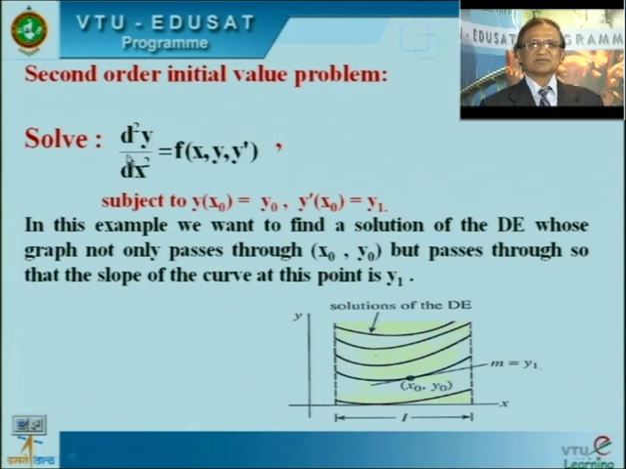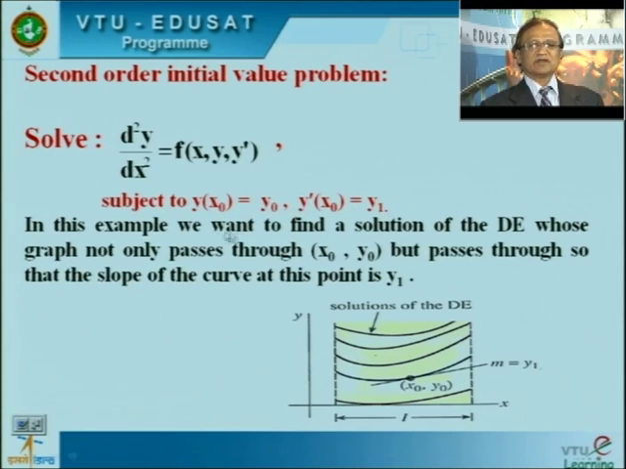So, in exactly the similar way, you can consider a second order initial value problem. Observe this equation: the highest derivative is d square y upon dx square, right. So, I will come to know that it is a second order ordinary differential equation. The right hand side contains a function of x, y, y single prime, subject to y of x naught is equal to y naught, and y single prime of x naught is equal to y 1.